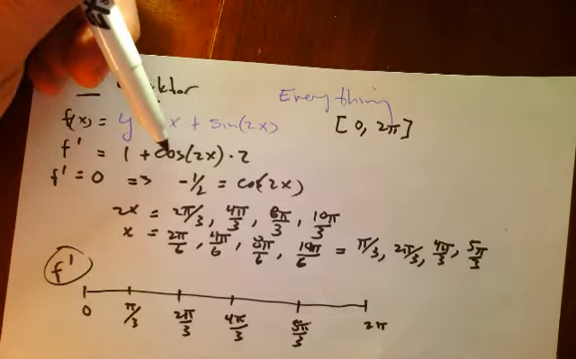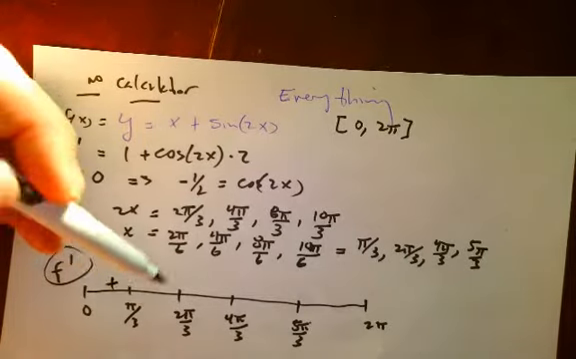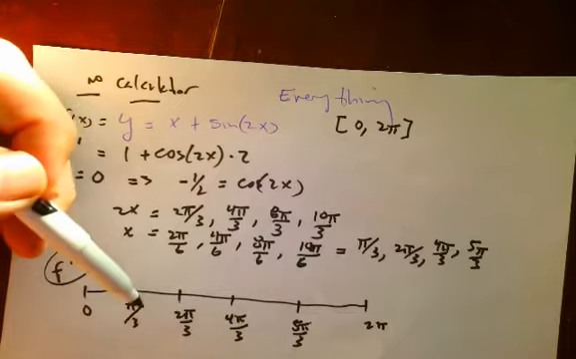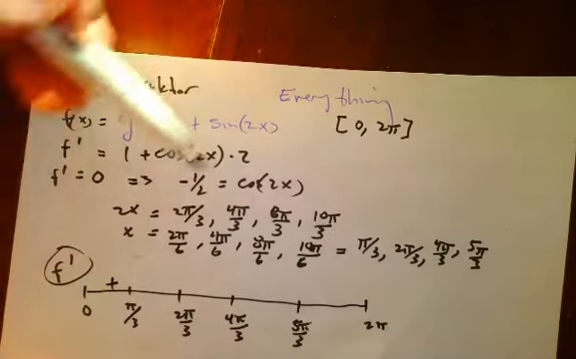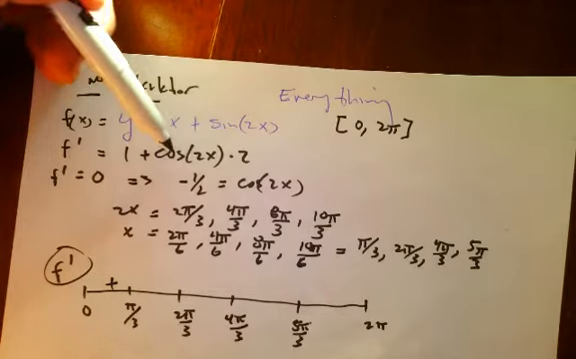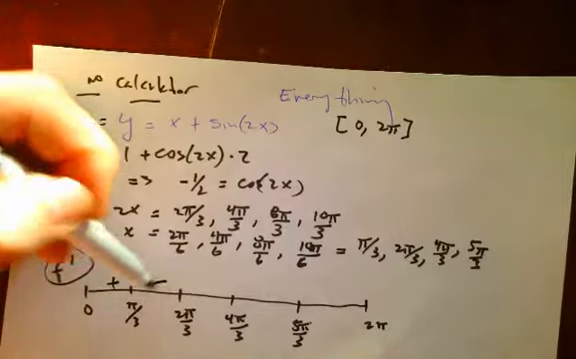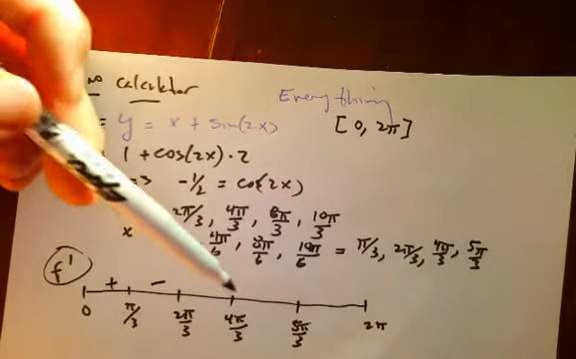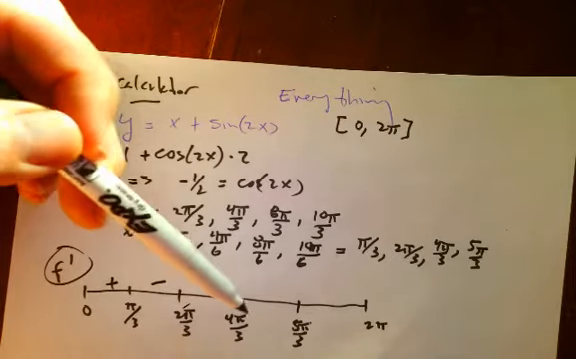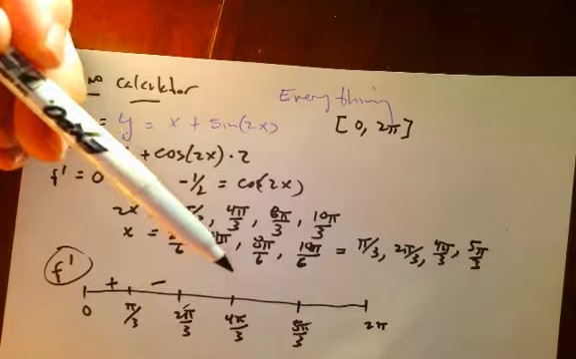Something in between 0 and pi over 3. I don't know, how about pi over 4? If I plug a pi over 4 in here, 2 times pi over 4 is pi over 2. The cosine of pi over 2 is 0. 0 times 2 is 0, plus 1 is positive. If I put in something over here between pi over 3 and 2 pi over 3, like pi over 2, pi over 2 times 2 is pi. The cosine of pi is negative 1. Negative 1 times 2 is negative 2. Negative 2 plus 1 is negative 1.